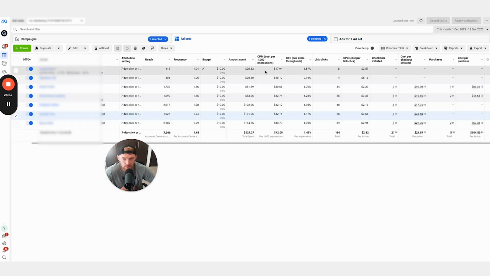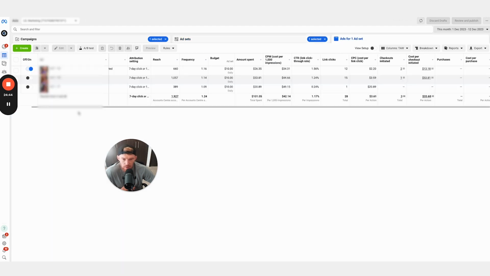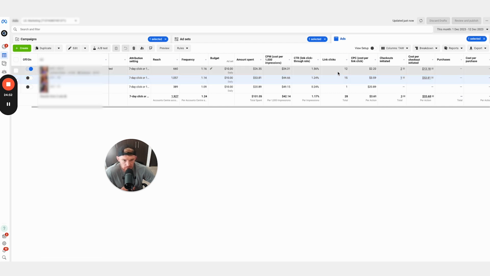And when I say average, I mean the average in here, right? The initiate checkout is $24. The cost per click is $2.80. If we look at this one, higher than that, it's not looking good. And the one above this was getting decent numbers. So that's why I turned this one off, because this cost per click is below average. The cost per initiate checkout is below average.